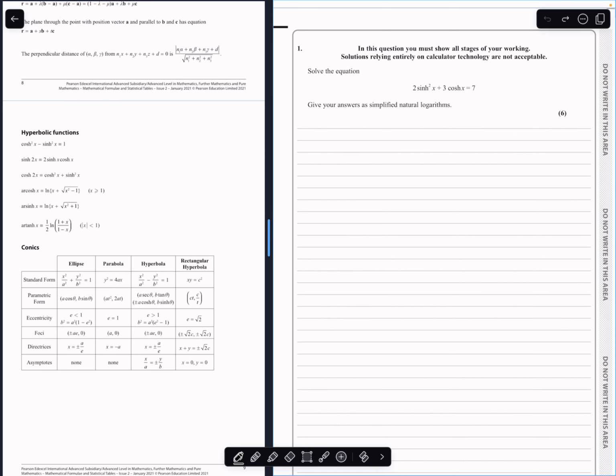Okay, first try to solve question 1 independently. Let's see how to solve the problem. This is a hyperbolic equation. And what will you do when this is just a trigonometry equation, like this?